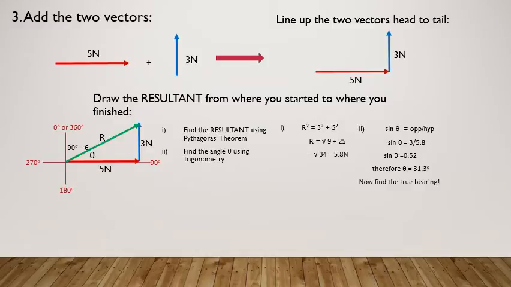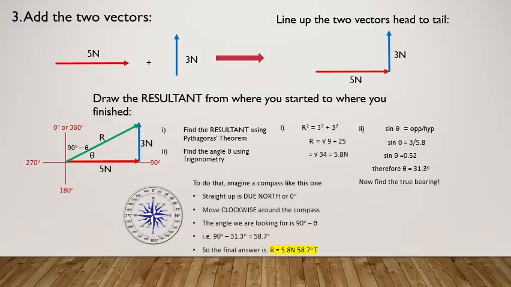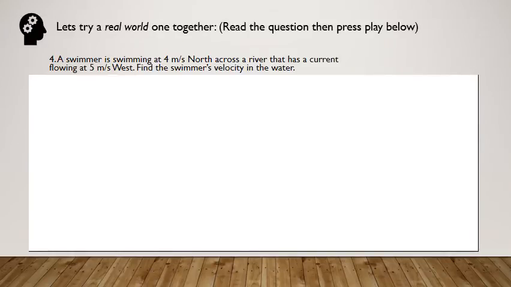The best way to do that is to imagine a compass. Straight up is due north, then east, south, and west, and each quadrant is 90 degrees. As we move clockwise around the compass, we keep adding 90 degrees, or we don't need to in this instance. If that's theta, then the angle that we're actually looking for is 90 minus theta. So our answer is 58.7 degrees true. Down here you can see the resultant, the full answer, 5.8 newtons, 58.7 degrees true.